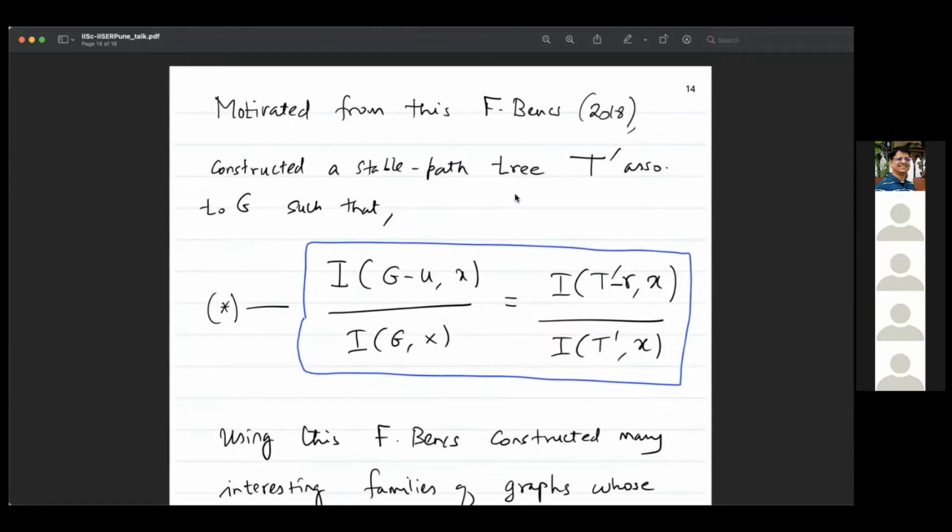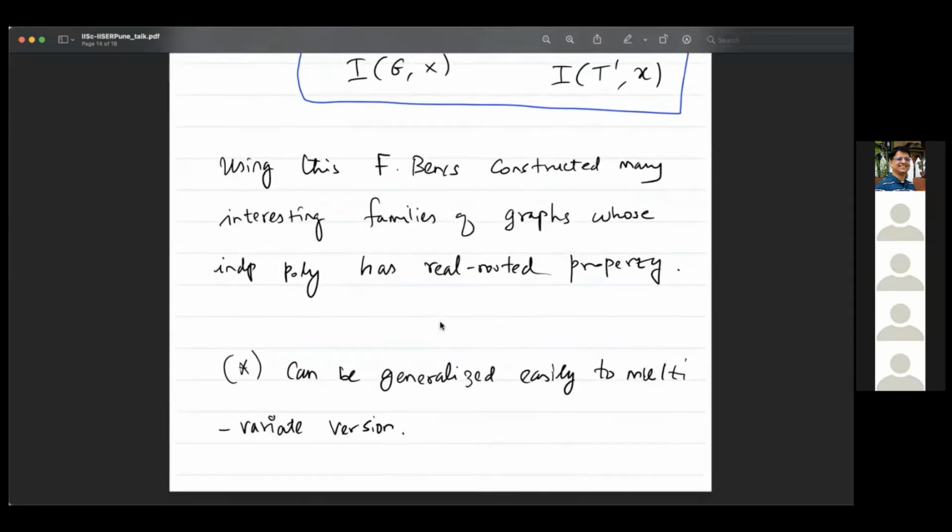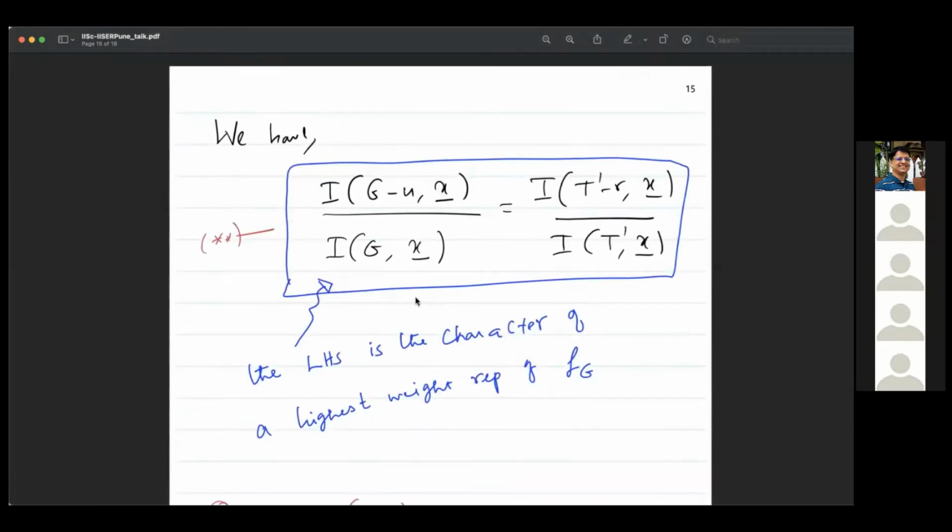So he actually generalized that for any independence polynomial. So of course, one variable independence polynomial. So given G, he constructed T dash such that the same identity holds. Okay, of course, one can generalize this identity easily for multivariate polynomial. There is no issue. Okay, what I'm interested in is that multivariate version.